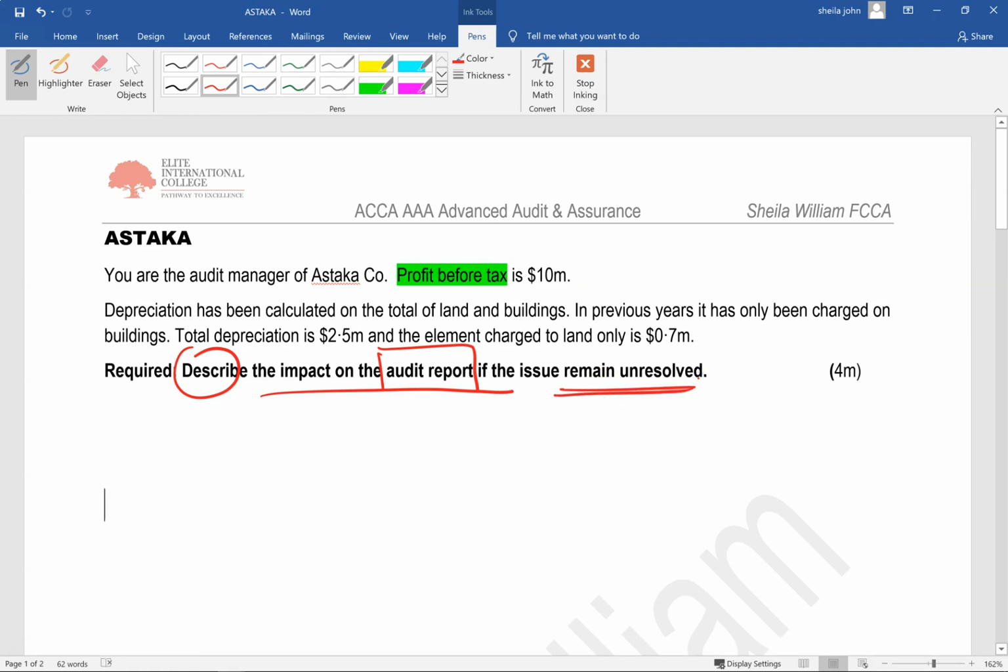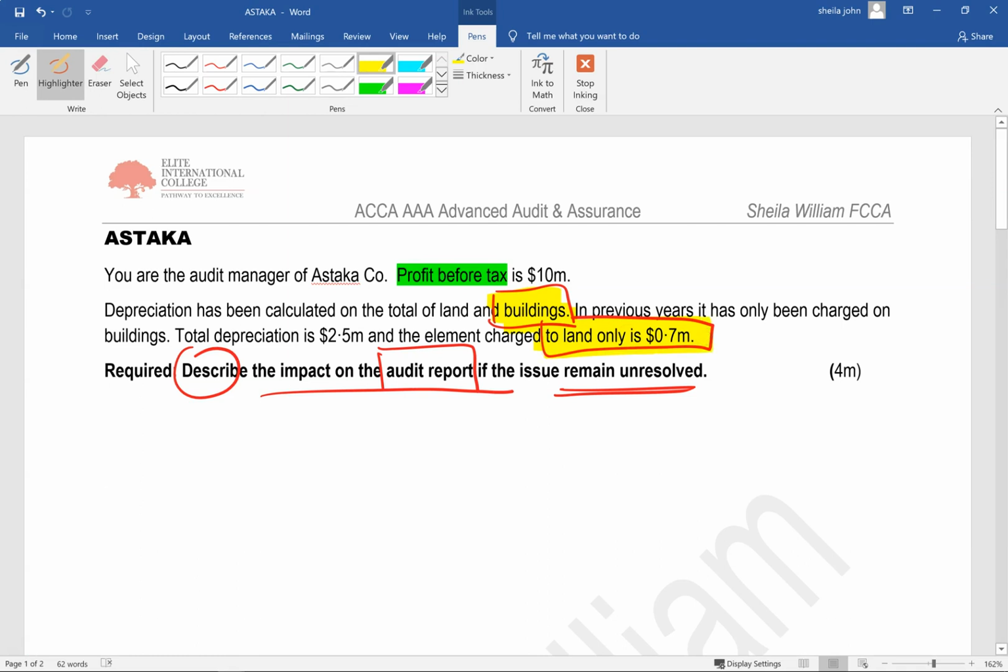Let's have a look at the scenario. It says you're the audit manager of ACCA and PBT is 10 million. In the scenario, depreciation has been calculated on the total of land and buildings. That's kind of weird, isn't it? You're not supposed to calculate depreciation on land. In previous years, it had only been charged on buildings. The total depreciation is 2.5 million and the element charged to land is 0.7 million. So they charged the depreciation on the buildings and it's come up to that.